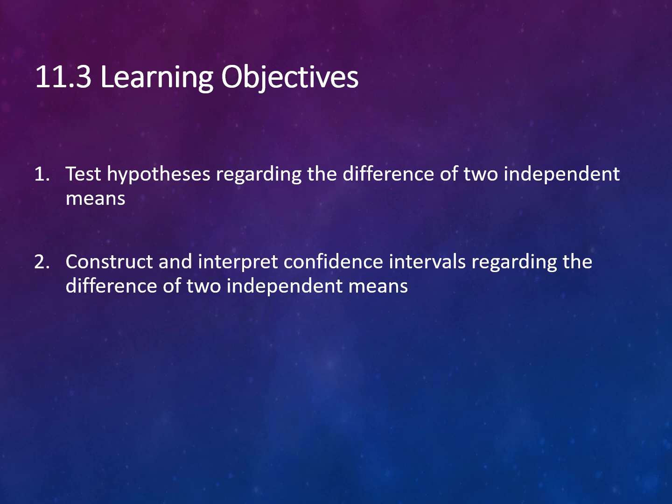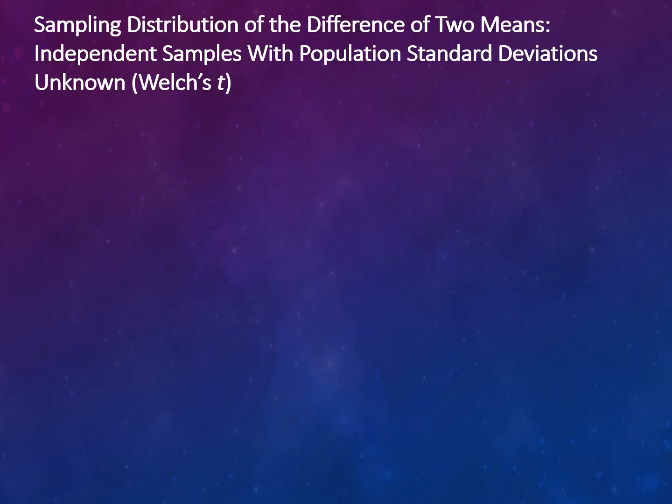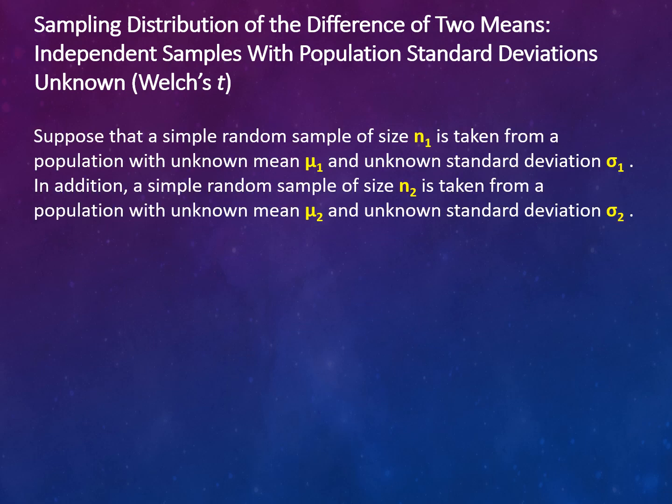In 11.2, we did dependent samples. And then we're going to construct and interpret confidence intervals regarding the difference of two independent means. Sampling distribution of two means, independent samples with population standard deviations unknown.